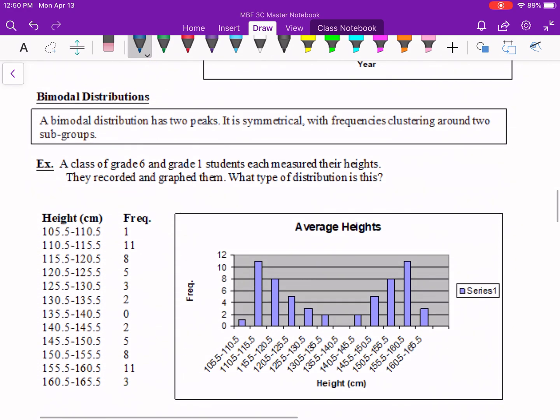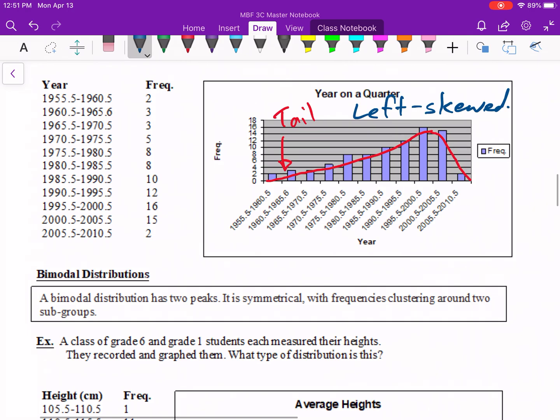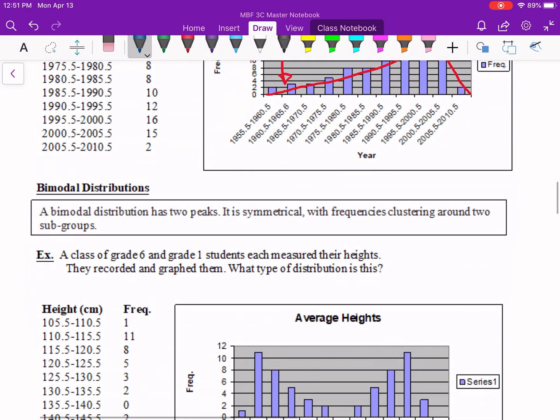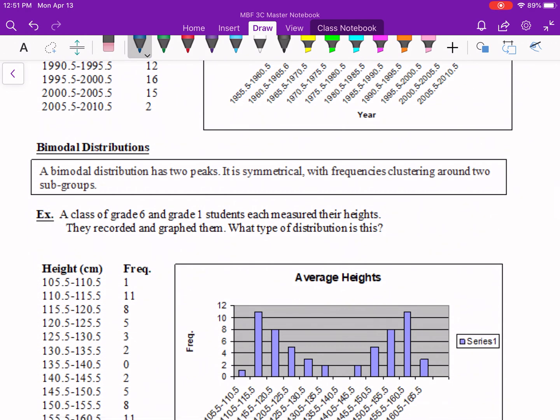Finally, we've got one called bimodal distributions. A bimodal distribution has two peaks. Bi, like bicycle, means two. Bicycle has two tires. A bimodal distribution has two modes. Remember, mode is the most frequently occurring value. It's usually symmetrical, with frequencies clustering around two subgroups.